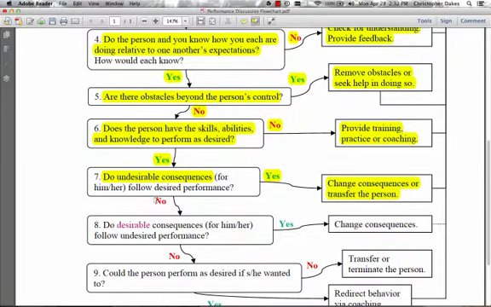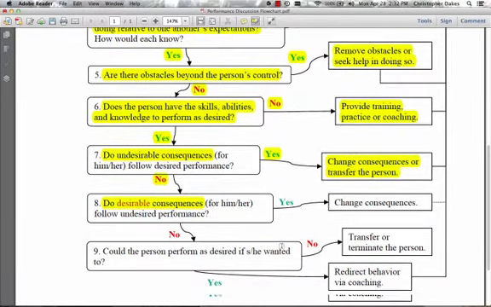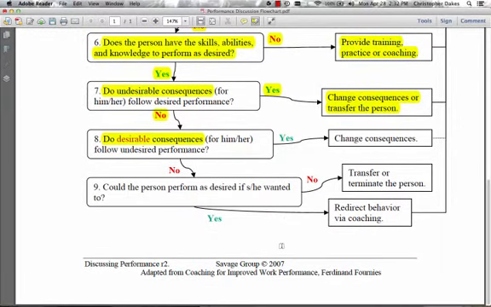If the answer to that question is no, then we get down to question number 8, which is, do desirable consequences follow undesired performance? And again, this one tends to trip some people up too, because it's like, well, how can you get desirable consequences from undesirable performance? An example of that is if somebody has a chronic tendency to show up to meetings late, or maybe just not show up at all, or to leave early, or they always have a double conflict and they're always distracted during meetings.